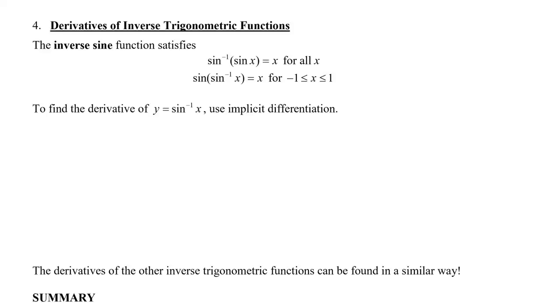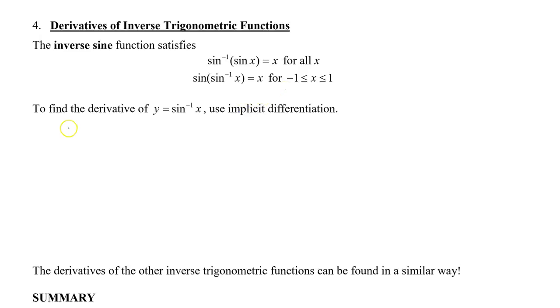In this video, we're going to take a look at the derivatives of inverse trigonometric functions. Now recall that the inverse sine function satisfies that if I take the inverse sine of sine x, it will equal x for all values of x. However, if I take the sine of the inverse sine, then I only get x when x is between -1 and +1. Remember, the reason for this is because I want the inverse sine to be a function, so I need to restrict the domain.